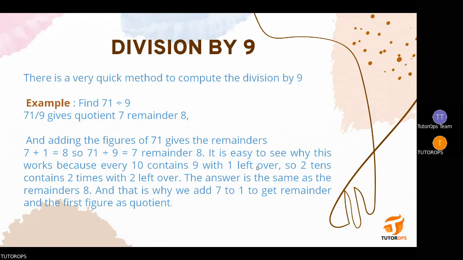Now it is very easy for this method to determine the quotient by seeing only the number which is to be divided. How? Let me take another example to see.